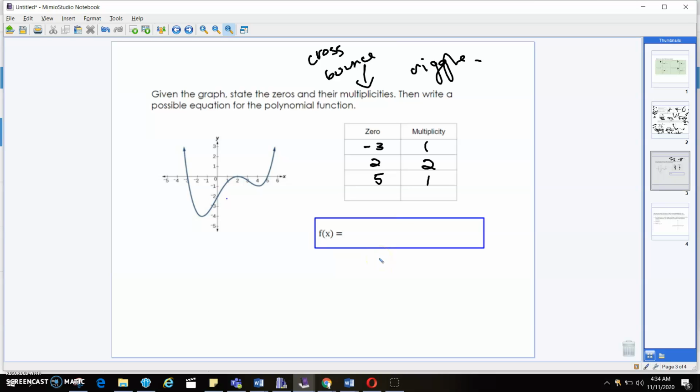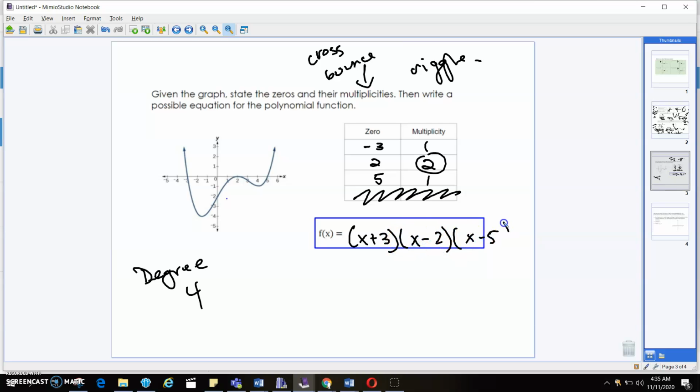Okay, so what degree polynomial is this? Well, we can just take the multiplicity and add it up, right? So we got 1 plus 2 plus 1, which is 4. Don't worry about this last box. The reason why there's this last box is because 2 has a multiplicity of 2. Okay? So how do we write out the possible equation for this one? Now, remember, you're going to take each of these zeros and change the sign. And the multiplicities are going to be the exponents outside of the parentheses.